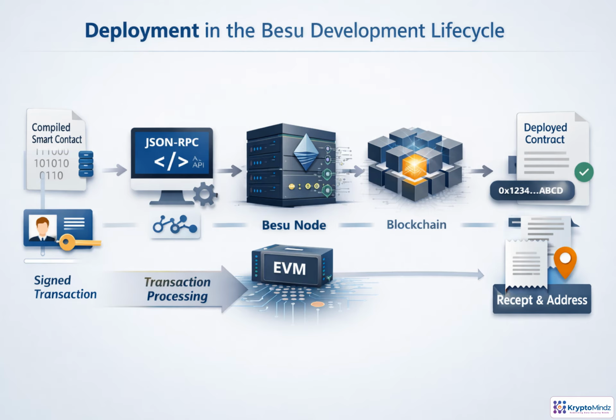Deployment begins after compilation, when the smart contract has become bytecode plus metadata. A deployment script wraps that bytecode in a transaction, signs it with an account key, and sends it to Besu through JSON-RPC. Besu validates the transaction, runs it in the EVM, and records the resulting contract state. Once the transaction is finalized in a block, the contract has its own address, and the receipt gives you the reference needed to call it.